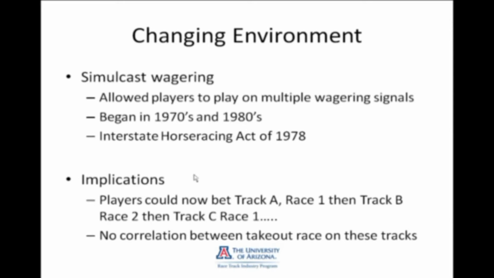And so the implication of simulcast wagering now is that instead of playing track A and playing race 1, race 2, race 3, now the player can play track A and bet race 1, then they can bet track B on race 2, then they can bet track C, race 1, race 3, whatever that is. They can bounce around to a lot of different tracks.